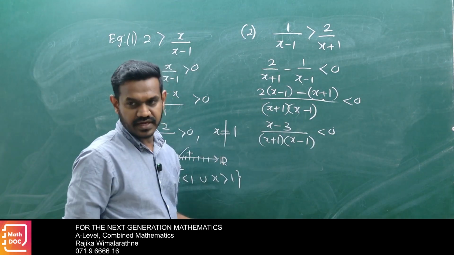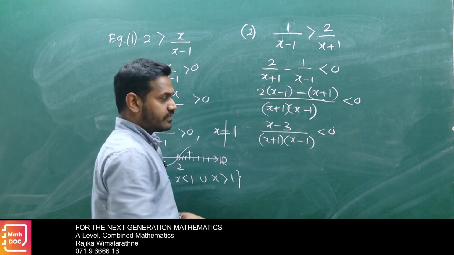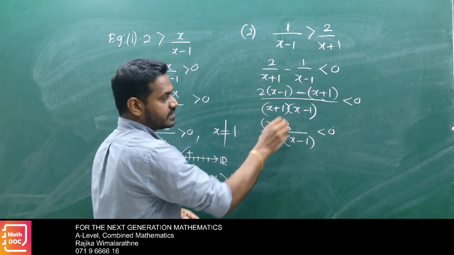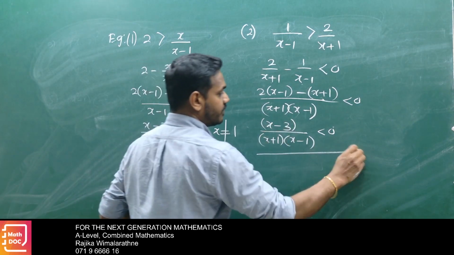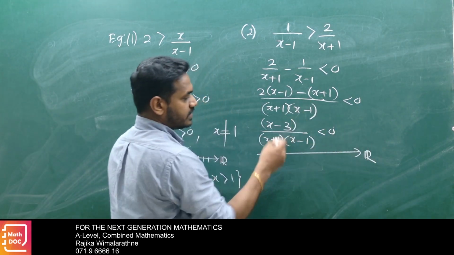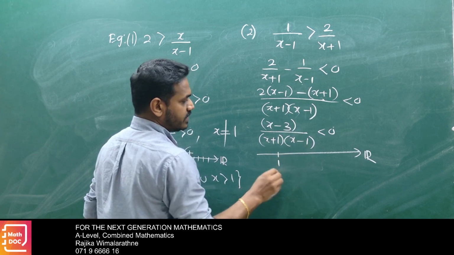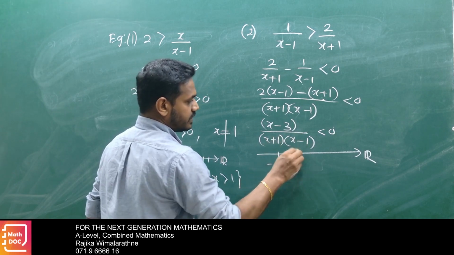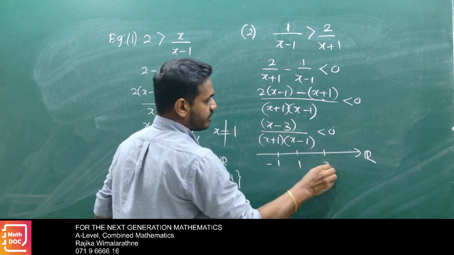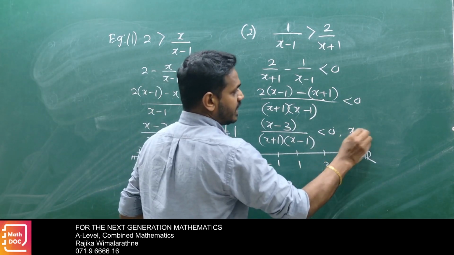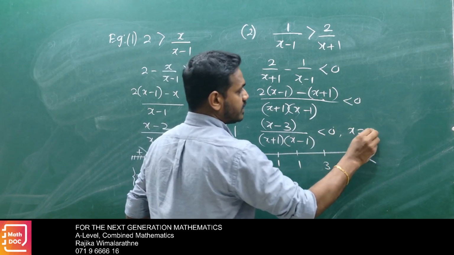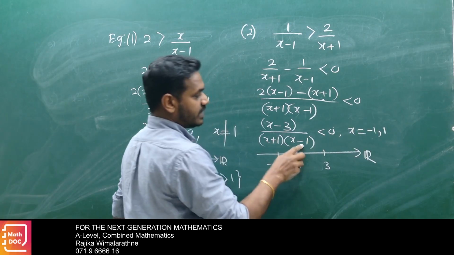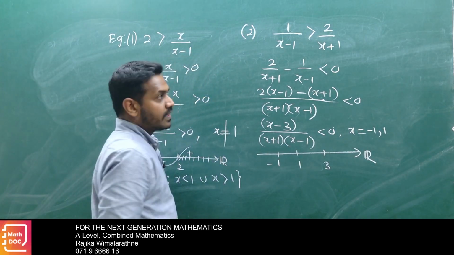We have 3 factors now, so don't worry about the denominator and numerator; think like a polynomial. Mark the zeros here: 1, minus 1 and 3. Then you remove the denominator zeros, minus 1 and 1.